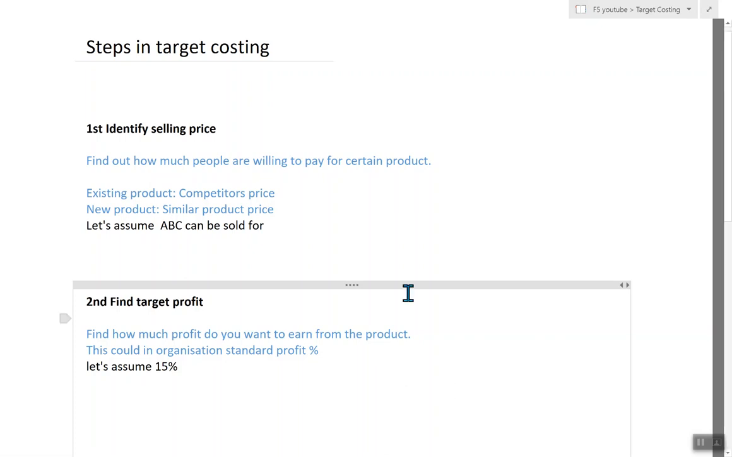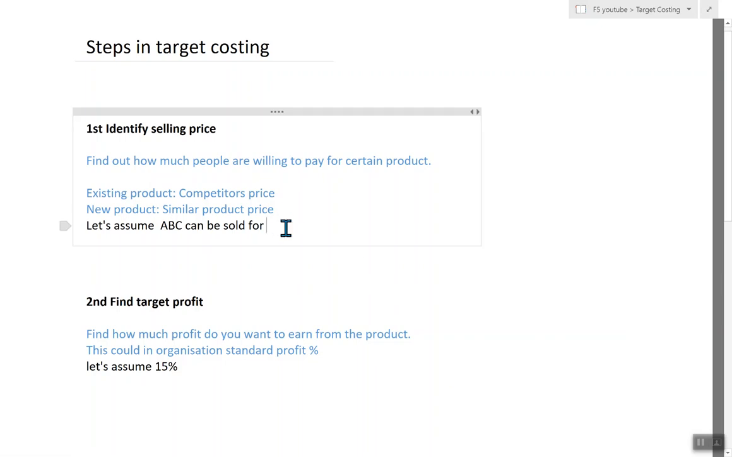Let's assume we have a company ABC, and we have done market research, we have done a survey, and we believe that we will be willing to sell the product at 150. Remember, this thing doesn't change. It might come in MCQs that the selling price changes. This is the whole idea of target costing. The selling price doesn't change.